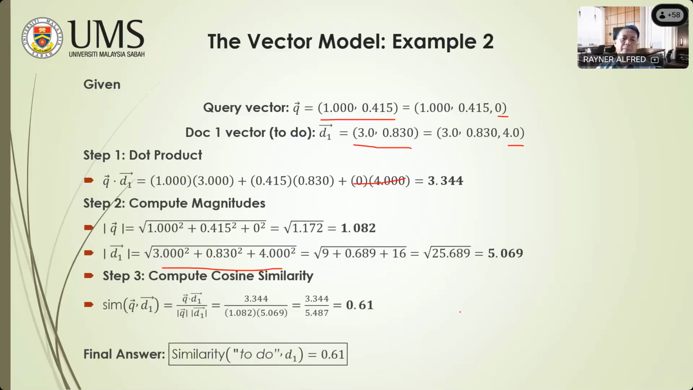Okay. So if we compare with the previous example, we are saying that "to be or not to be" is closer to document 2 compared to "to do" and document 1. Okay. Any question?